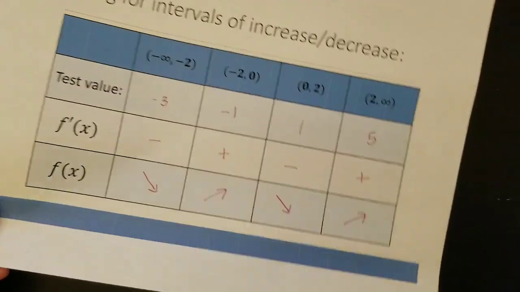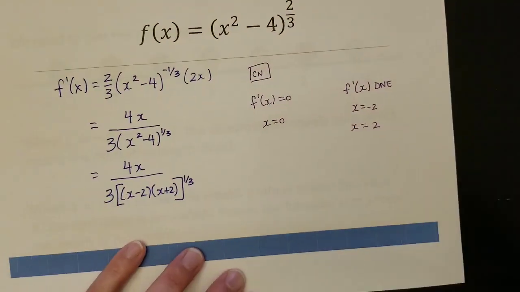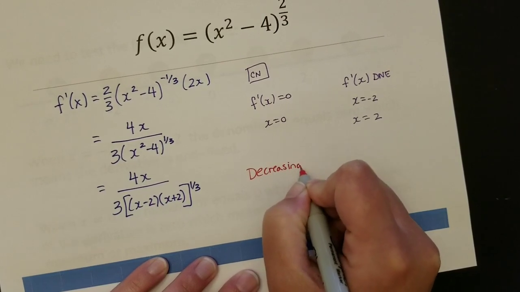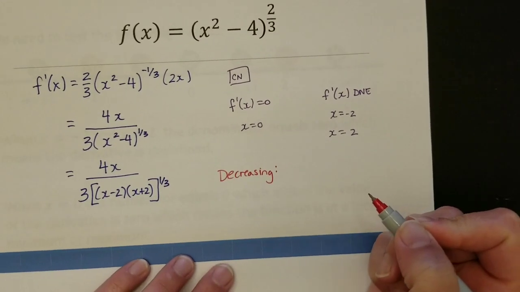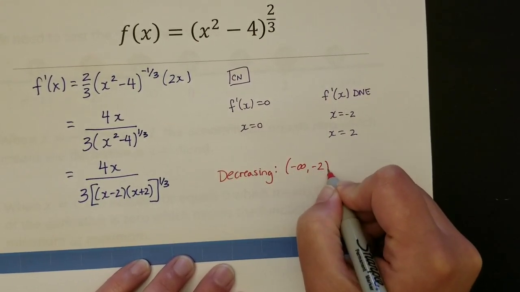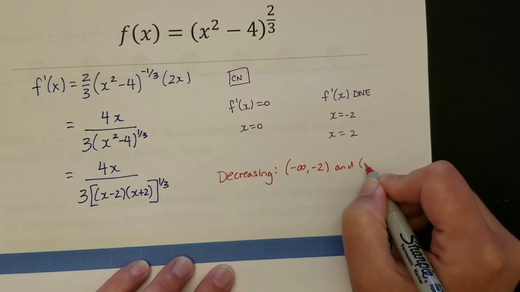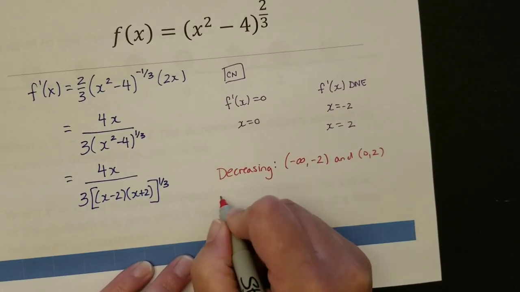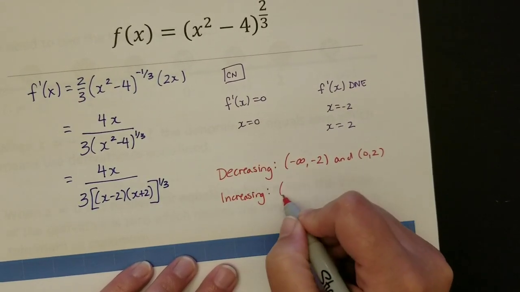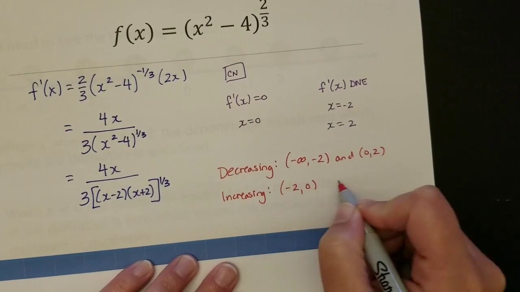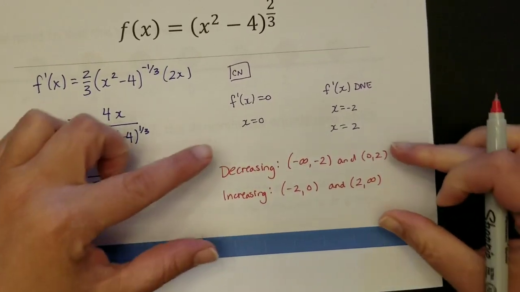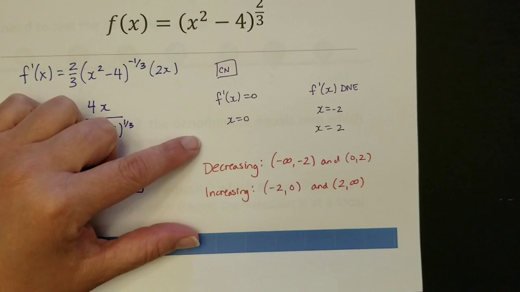So I would just add that in, going back to my original function. I'll just list decreasing and then write that out using the intervals. So it's decreasing from negative infinity to negative 2 and 0 to 2. And then increasing from negative 2 to 0 and 2 to infinity.